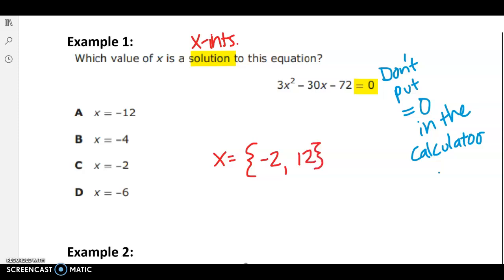And the question asks, which value of x is a solution? There are two. It is not -12, it's +12. Definitely not that one or that one. -2 is the only solution that is listed.